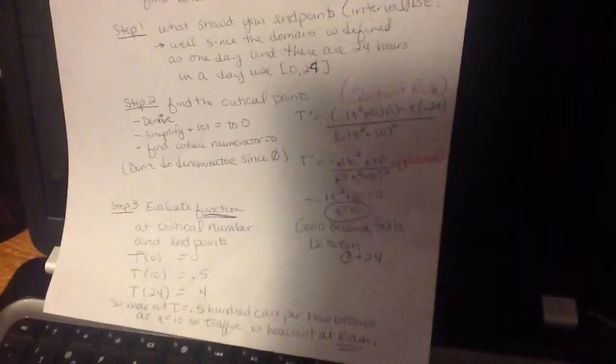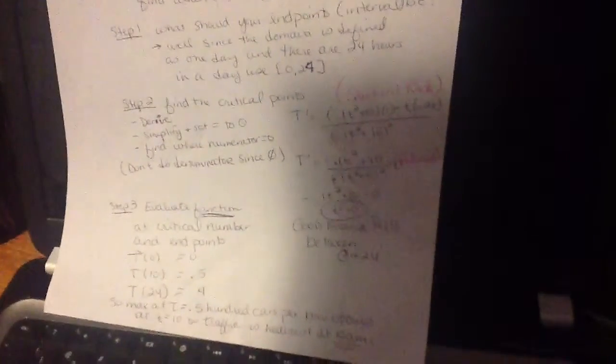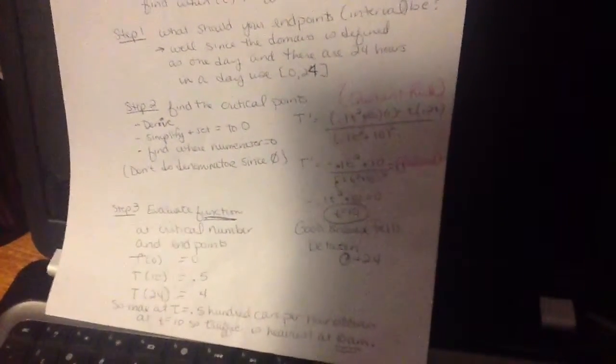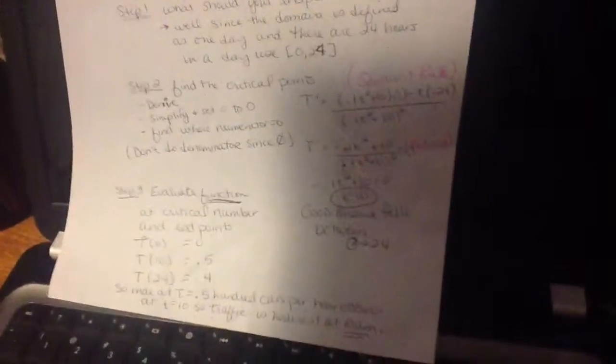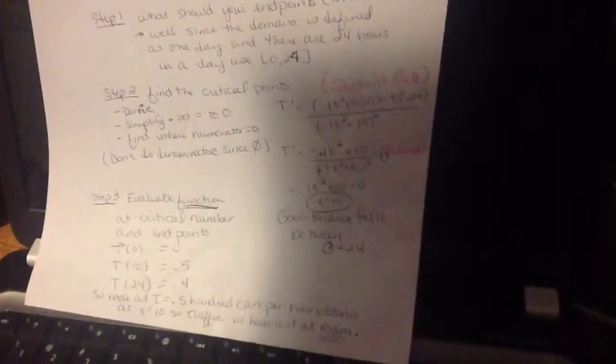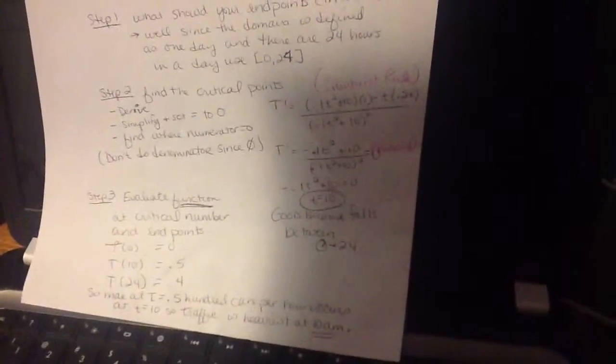And when t is 0, I get 0. T of 10 is 0.5. T of 24 is 0.4. So the maximum number is 0.5. So 0.5 hundred, or 50 cars per hour pass through that intersection at time 10. Since my clock told me I was starting at midnight or 12 a.m., that means 10 hours later, at 10 a.m., is when traffic would be the heaviest.